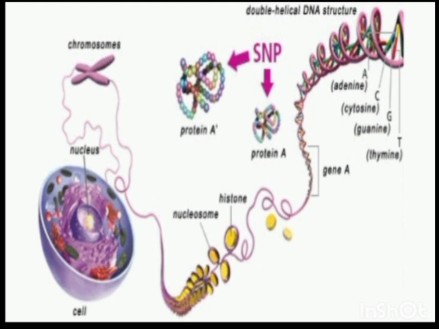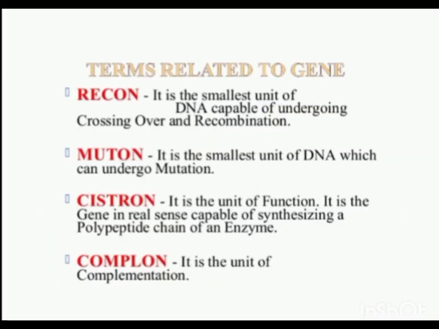Let's see about terms related to gene. Recon. It is the smallest unit of DNA capable of undergoing crossing over and recombination. Muton. It is the smallest unit of DNA which can undergo mutation. Cistron. It is the unit of function. It is a gene in the real sense, capable of synthesizing a polypeptide chain of an enzyme. Complon. It is the unit of complementation.